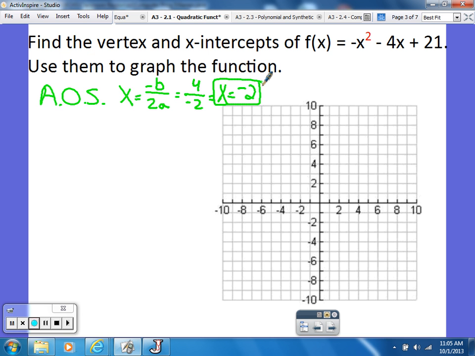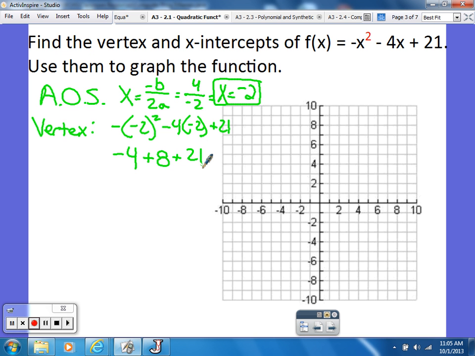Okay, let me go and find the vertex. Negative 2 squared minus 4 times negative 2 plus 21. Negative 2 squared is 4, with a negative in front. Plus 8 plus 21, which is what number? 25? So that would be negative 2 comma 25. All right, so we're a bit off the graph, but that's not a big deal. Will this be opening up or down? Down, right? Okay.